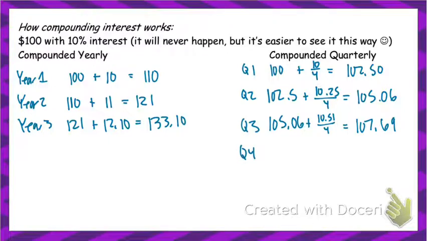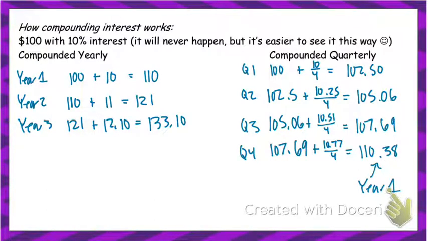Then I go into the last quarter. Again, I'm starting with that 107.69. I'm going to get a quarter of that 10%. So 10% is 10.77. Only getting a fourth of it though. And that's going to give me $110.38 at the end of year one.